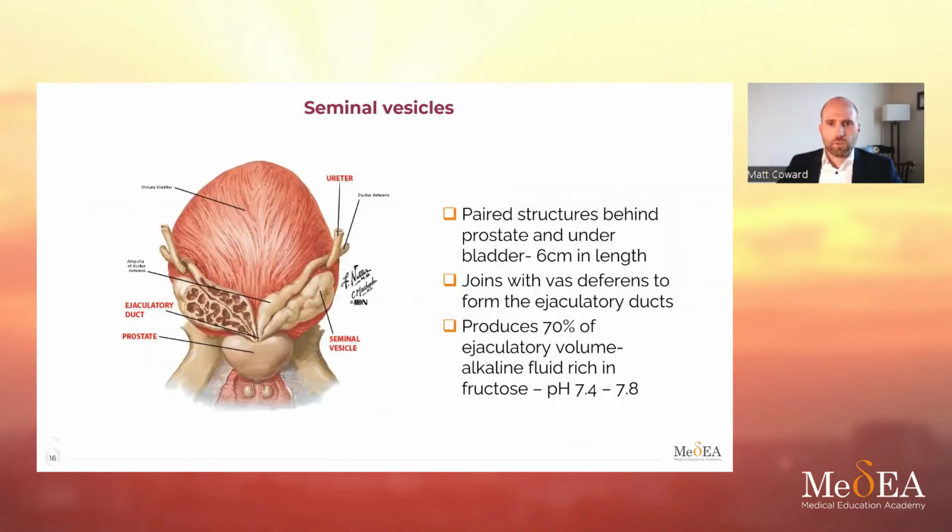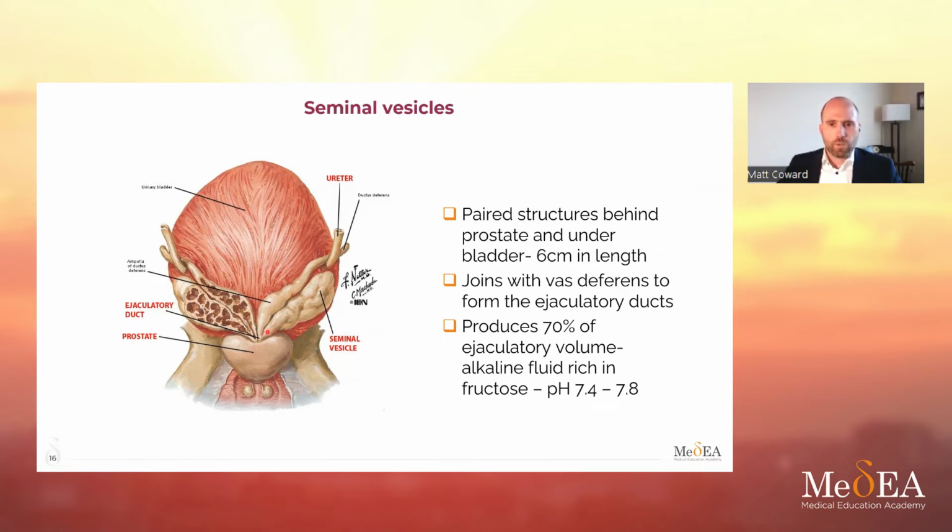The seminal vesicles are paired structures which sit behind the prostate and underneath the bladder. They're 6 centimeters in length. So this is a seminal vesicle here, the right seminal vesicle, and here is the left seminal vesicle. They join with the vas deferens. The vas deferens comes over the ureter, and then it dilates to what's called the ampulla of the vas deferens. And then the ampulla of the vas deferens and the seminal vesicles come together down here at the ejaculatory ducts. Note that the seminal vesicles do not contain sperm.